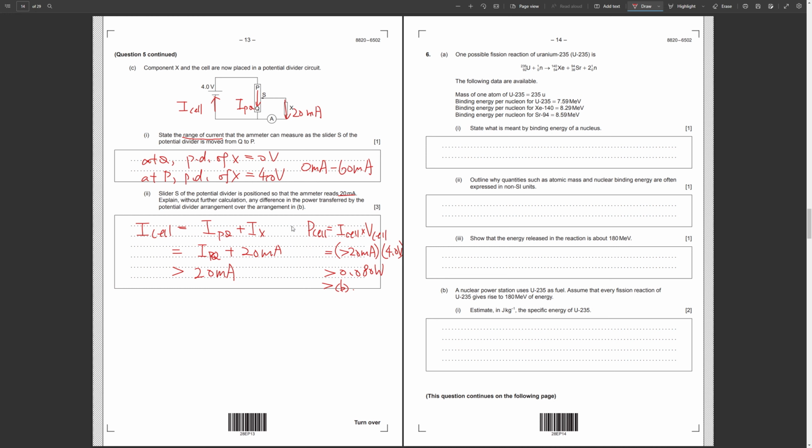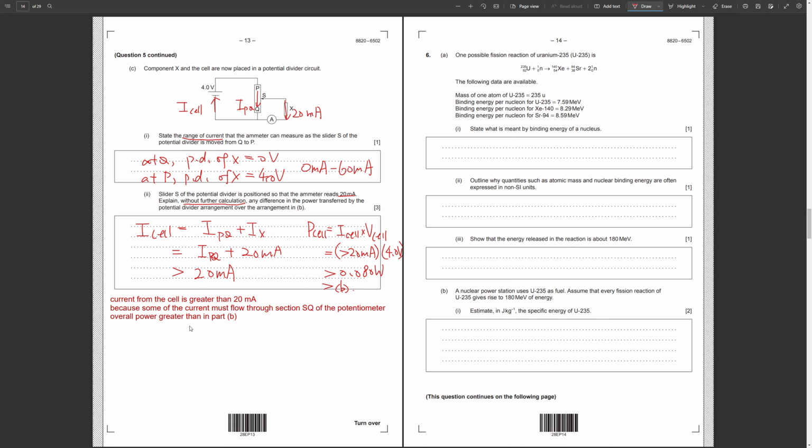However, in this question, you are not supposed to make any calculation. So you may give your answer as follows. The current running through the cell is greater than 20, since there are some currents running through SQ as well. Therefore, the total power running through the cell is greater than part B.